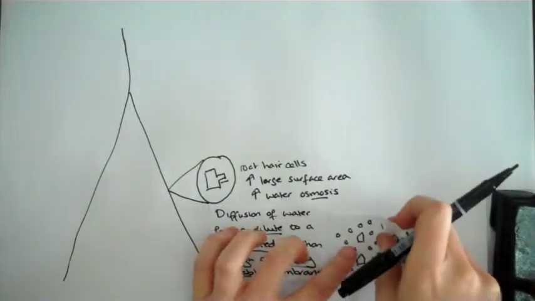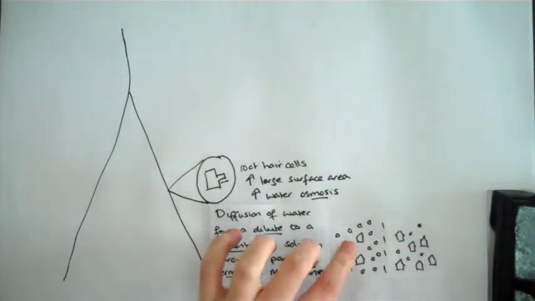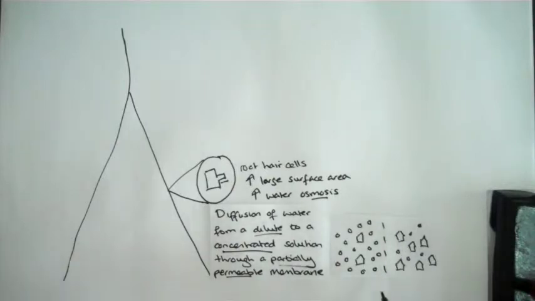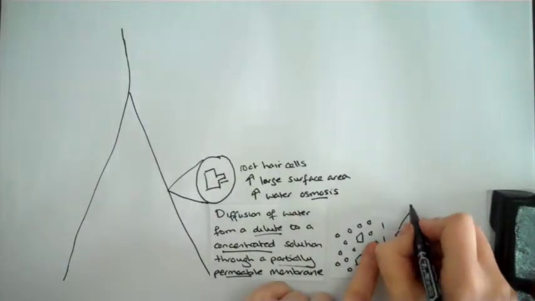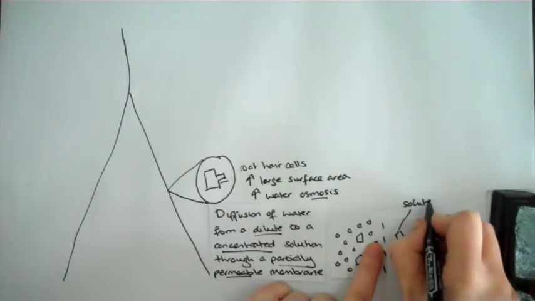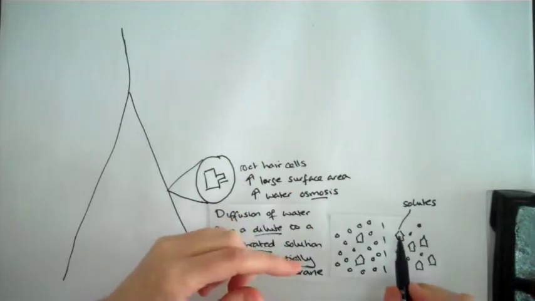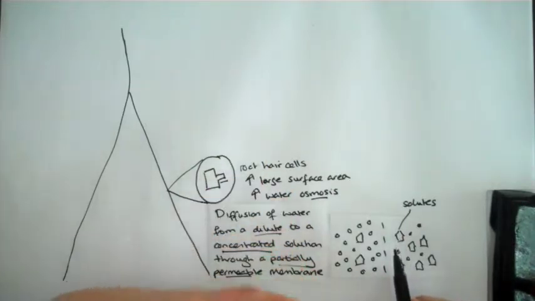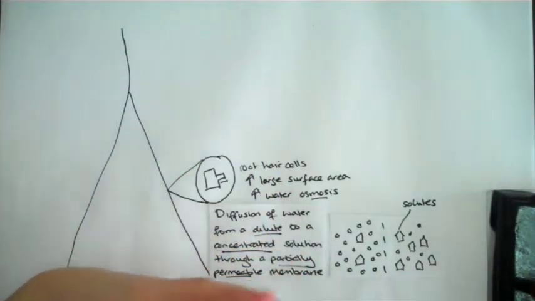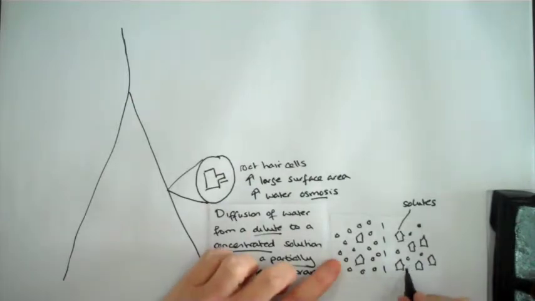So if we take a little look at my diagram here, we'll see that on this side of my partially permeable membrane, I have a large number of what we call solutes. Now in this case, solute is anything dissolved in water. It could be here a salt, it could be any mineral ions, it could be in the body, glucose, anything that's dissolved in water is the solutes for osmosis. So we have a lot of solutes on this side and not many of our water particles.